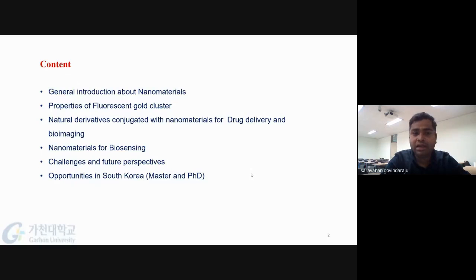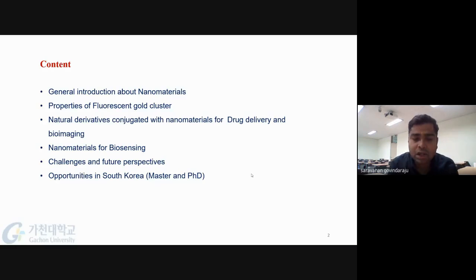It is a general introduction to nanomaterials, then the properties of nanomaterials, and then the characterizations we are doing: morphological characterization and analytical characterization. Then the natural derivatives, and how we are conjugating them with nanoparticles used for drug delivery. Then how the same nanomaterials are used for bioimaging and for biosensing applications. In biosensing, we are working on a neurotransmitter sensor. My field currently is the neurotransmitter sensor, sir. Then the challenges and future perspectives are included in the PPT.